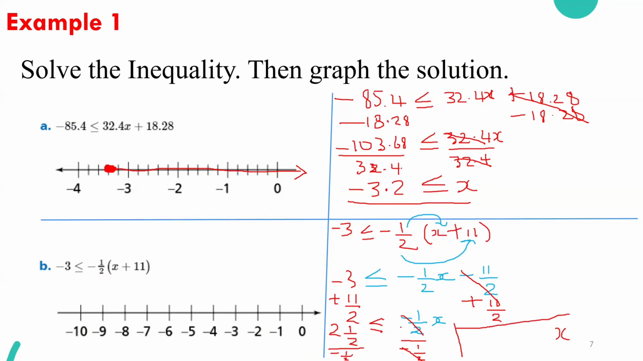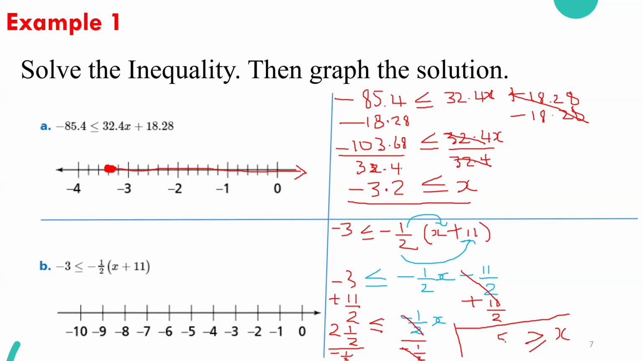So remember, as we said earlier in our first video, when solving an inequality and you are multiplying or dividing by a negative coefficient, we have to flip the inequality symbol. So here it was greater than or equal to. Now it's going to become less than or equal to. Once you flip it, we go ahead and divide our left-hand side. 2 1/2 divided by negative 1/2. The answer is going to be negative 5.